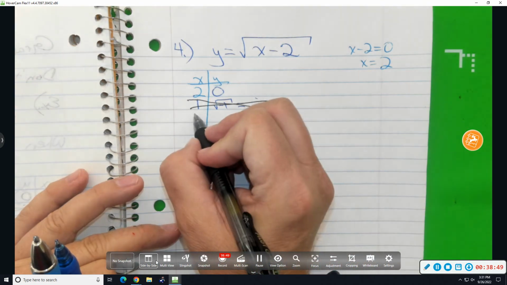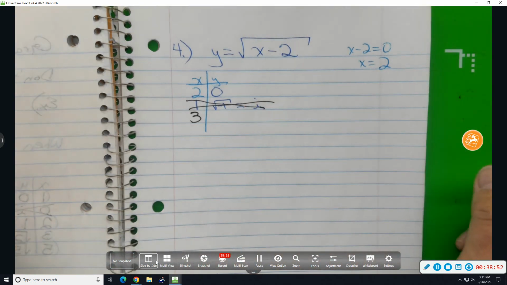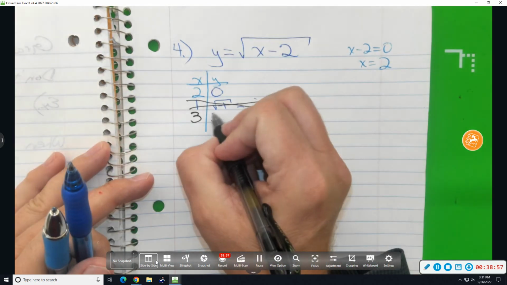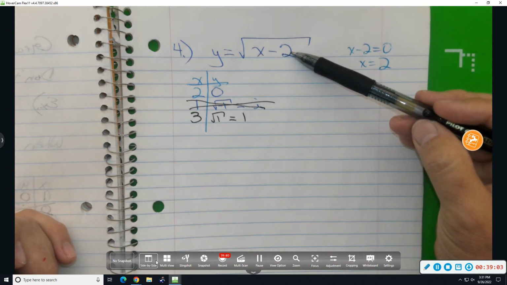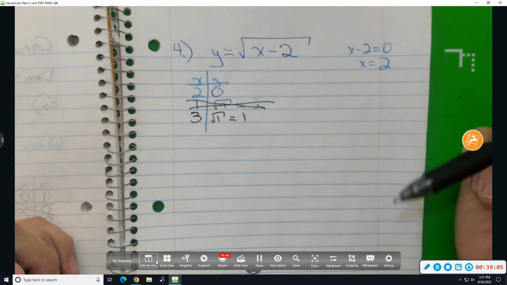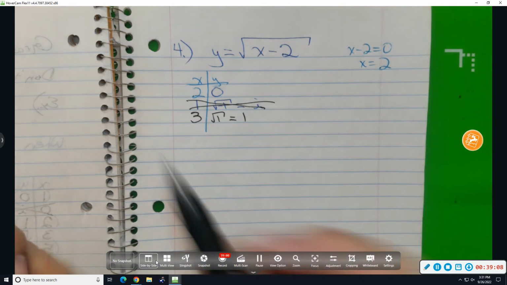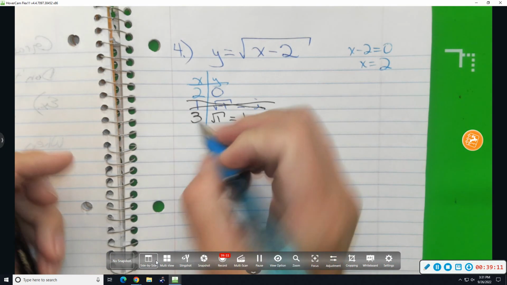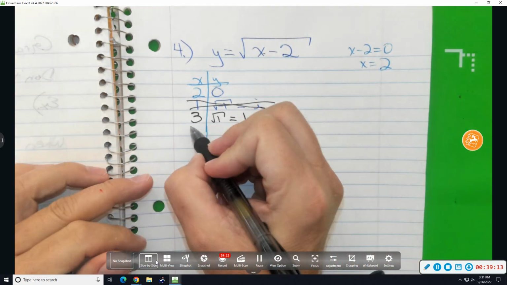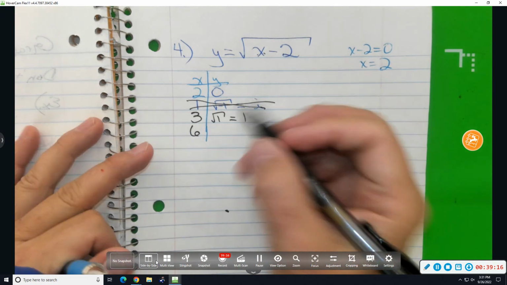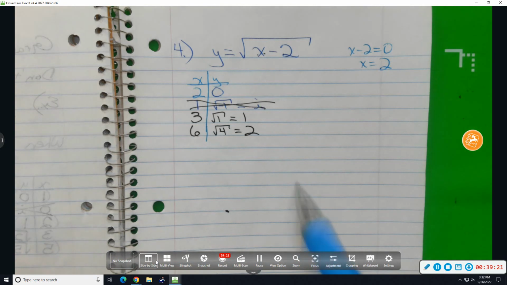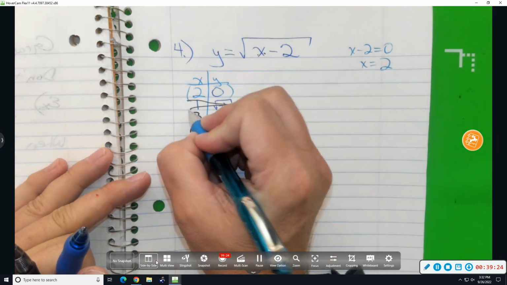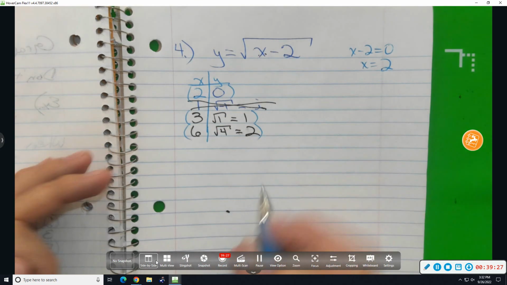How about let's plug in 3. Plugging in 3 for x, what are we going to get? 3 minus 2 is 1. The square root of 1 is 1. I'm not going to use 4 because 4 minus 2 isn't a perfect square. If we use 6, that's a good number to use. Plugging in a 6 for x, 6 minus 2, that's the square root of 4, which equals 2. These 3 ordered pairs are enough to give us a very good picture.